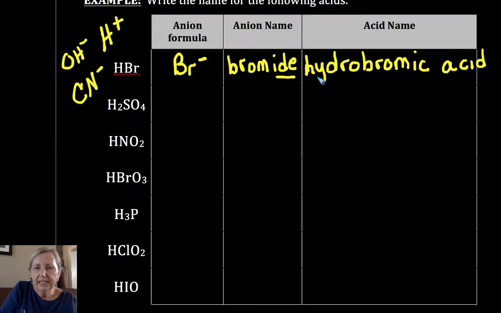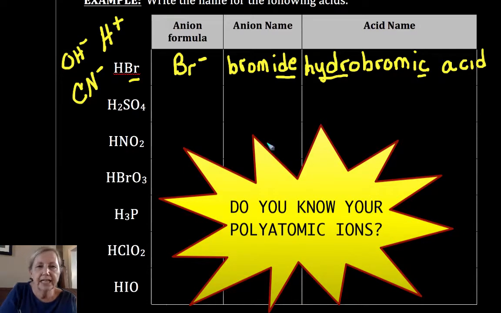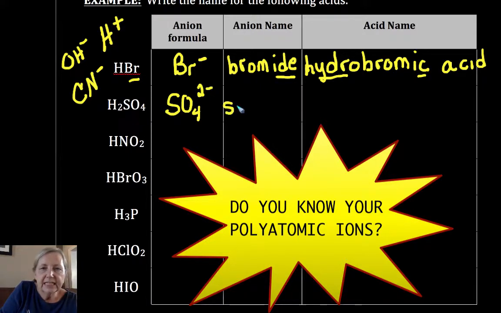Okay, ide goes to hydro-ic. Double check, I do not have an oxygen in that, so it's okay to add that hydro. Okay, my next one, SO4 2 minus. That is the sulfate ion.